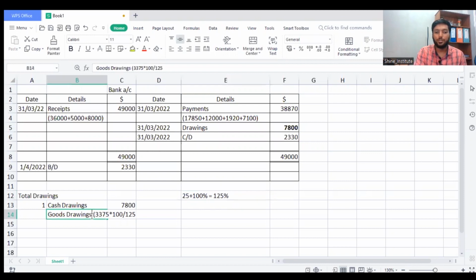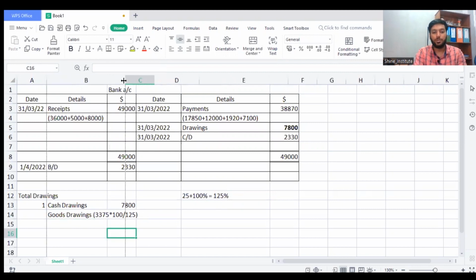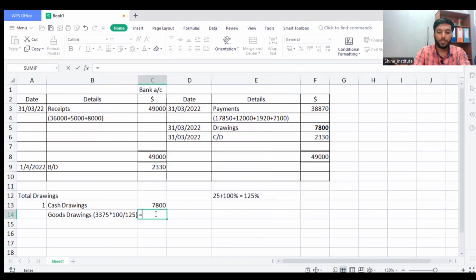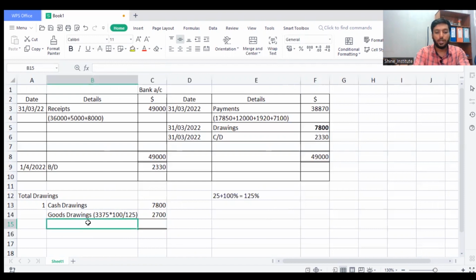So goods drawings is going to be multiplied by 100 and divided by 125 because I'm removing it. So I'm getting a value here: 3,375 into 100 divided by 125, an amount of 2,700. So my total drawings is very easy to find out. Right here, total drawings. How much, guys?